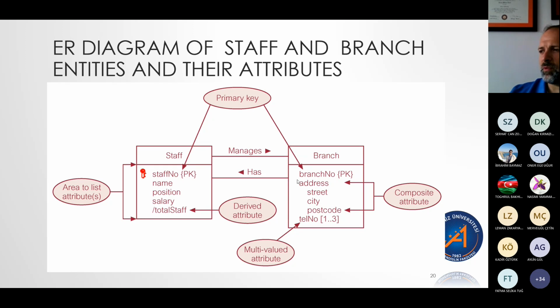Okay, a branch could not have more than one address, just like our department doesn't have more than one address. So the same thing is true here, so it's not multi-valued. I want to make sure to point this out: composite means that multiple parts add together to make the attribute. Multi-valued means there can be more than one of those things for each instance. Okay.